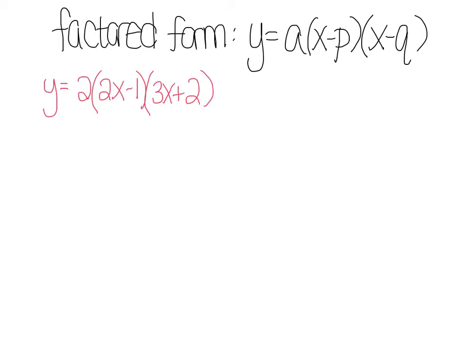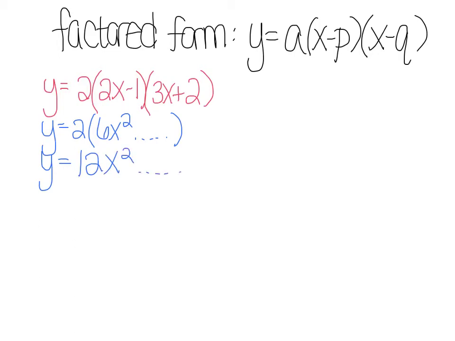If I multiplied this out, I'd have y equals 2 times 2x minus 1 times 3x plus 2, which will give me 2x times 3x, which is 6x squared, and so on, which will give me then a 12x squared, and so on. I don't really care about all the other stuff, but what I do care about is the leading coefficient, because that's going to be my dilation factor.